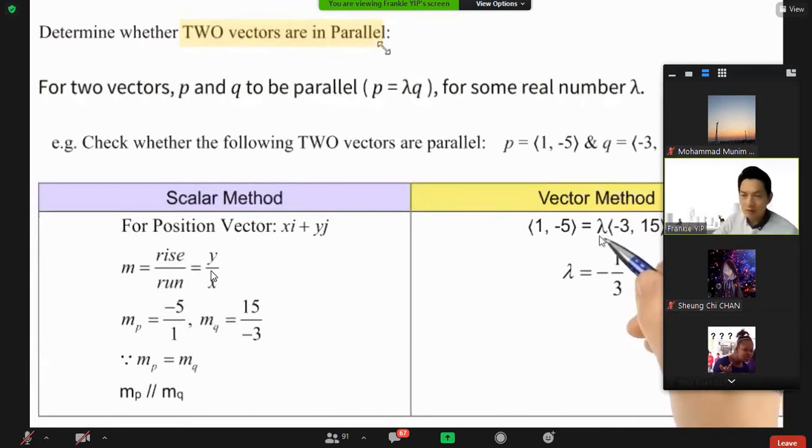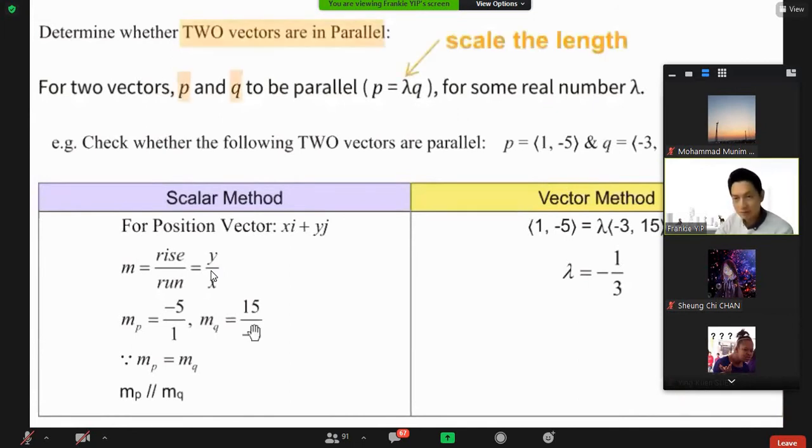How can I find the lambda? It's easy. 1 over negative 3, we have the lambda, which is exactly equal to negative 5 over 15, also equal to negative 1 over 3. Got it? So if we can find a lambda that's suitable for this formula, then they are parallel to each other. Okay, so I don't think it's difficult.